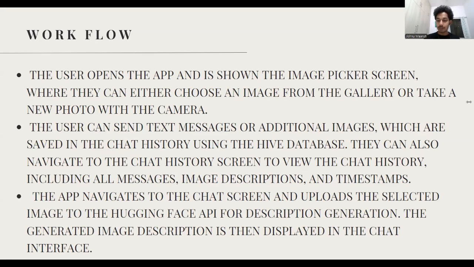And then the app navigates to the chat screen and uploads the selected image to the Hugging Face API for description generation. For now, we are using a Hugging Face VQA model for this specific description generation, and the generated image description is then displayed in the chat interface. To summarize the whole workflow, it is basically the user selecting an image from the gallery or the camera, and it will be sent to the API, which gives them the whole description in text, which is again spoken out as speech.